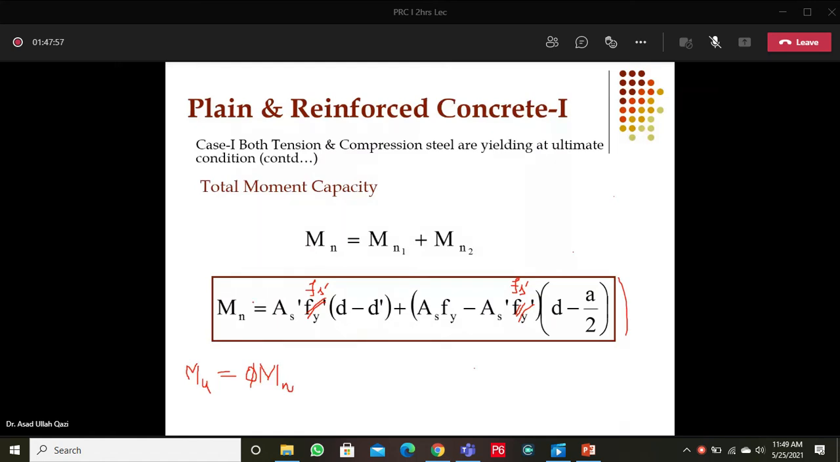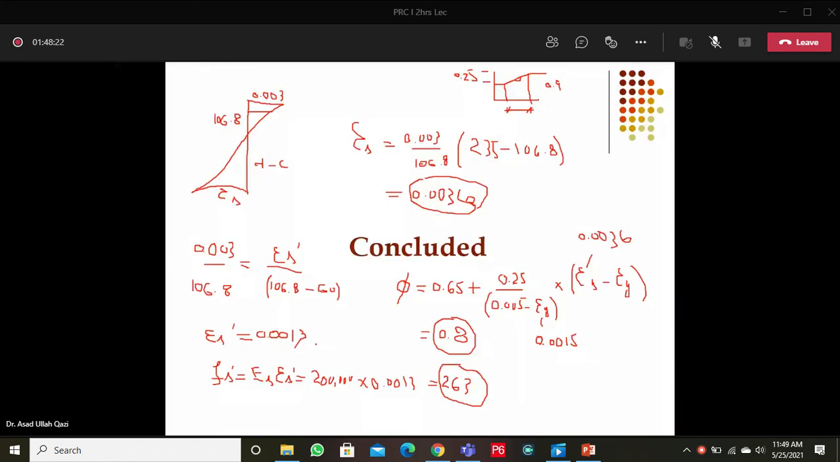So can you tell me the moment resistance? As we have, 2 into 284. So we have solved a difficult case. If this had been case 1, by when would our answer have come?